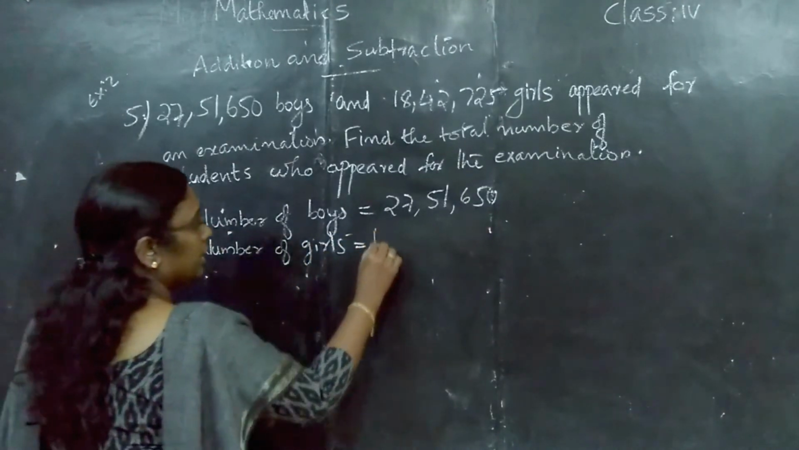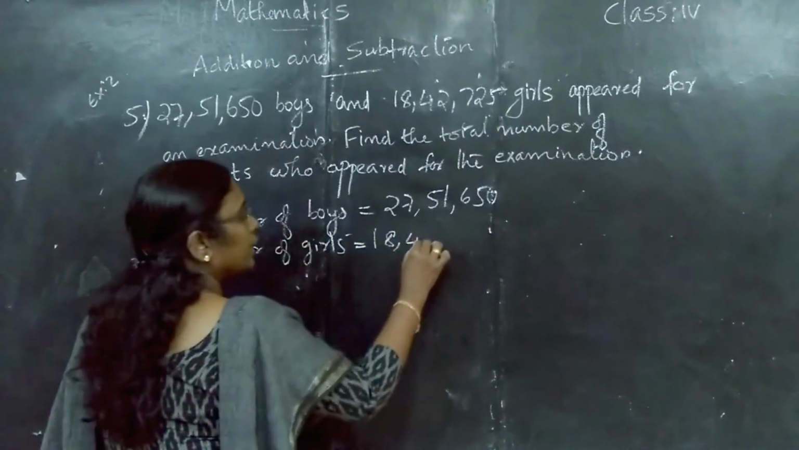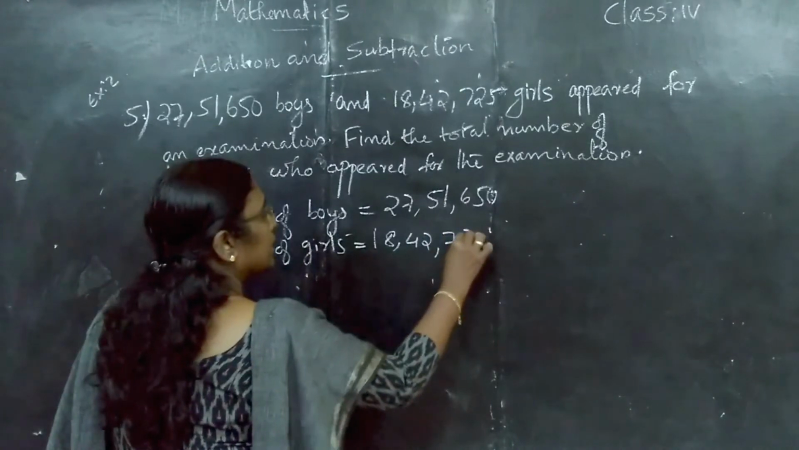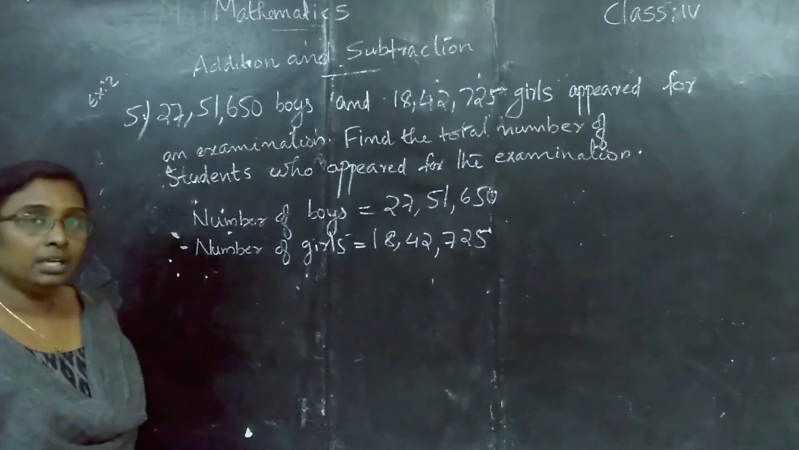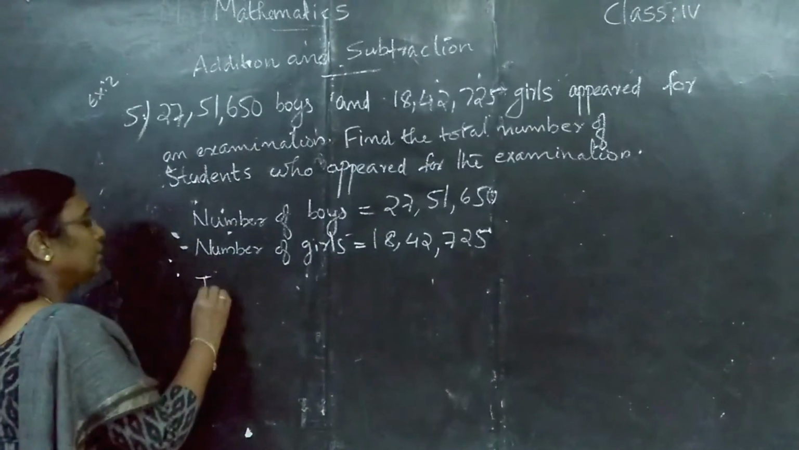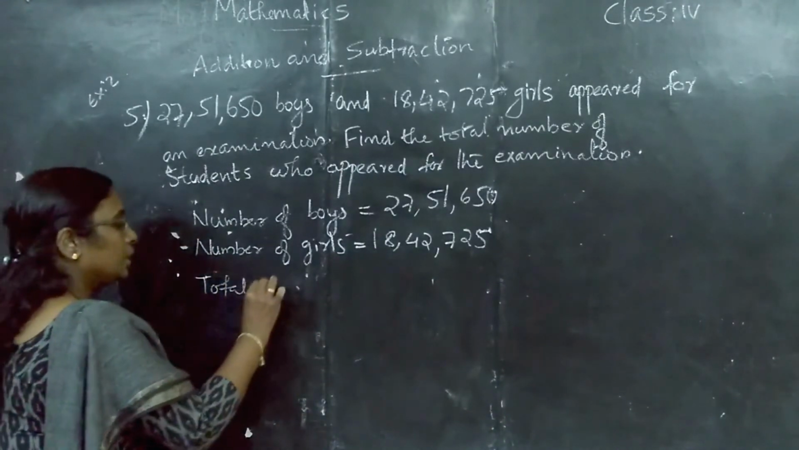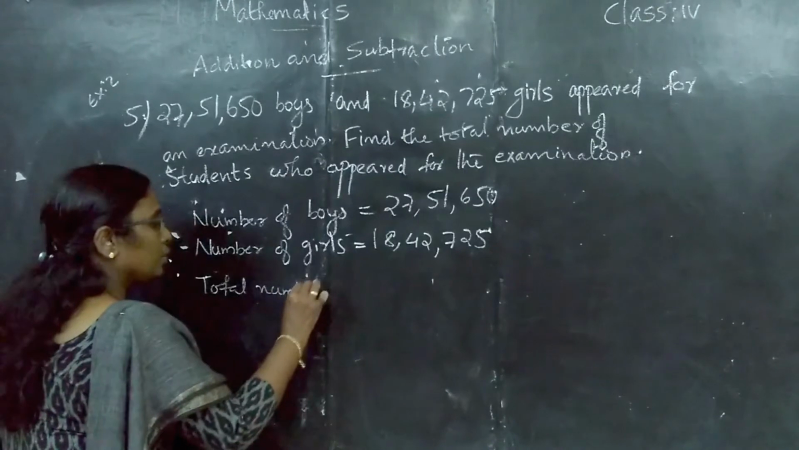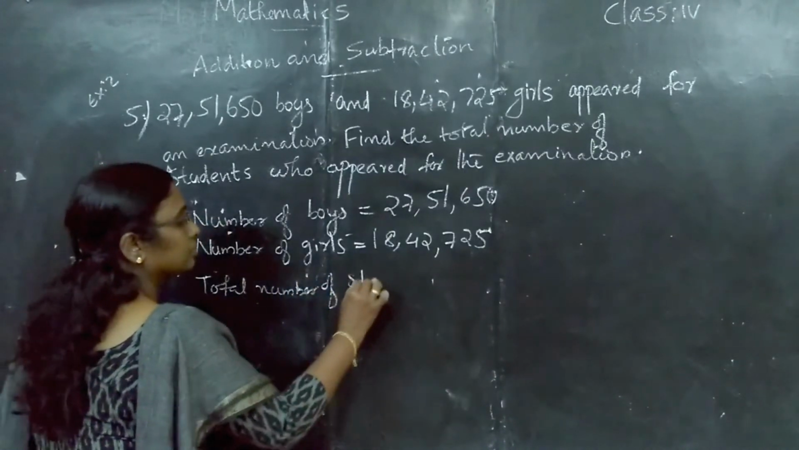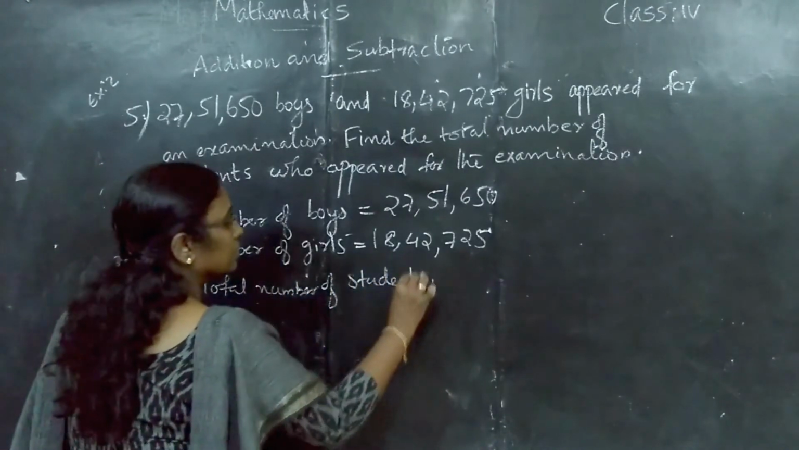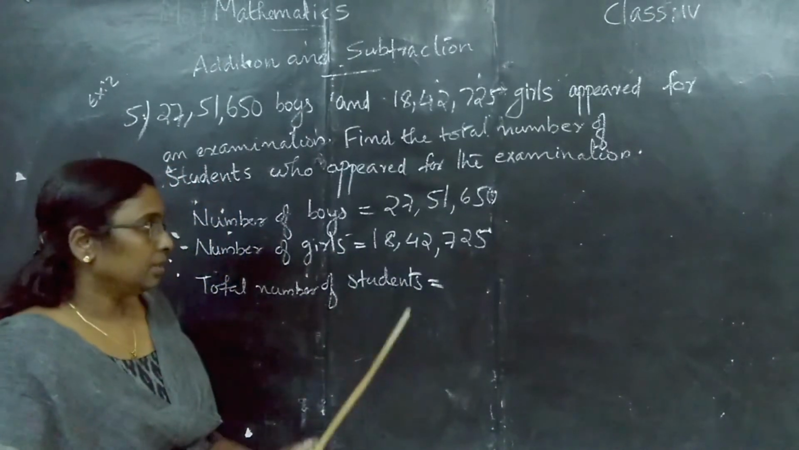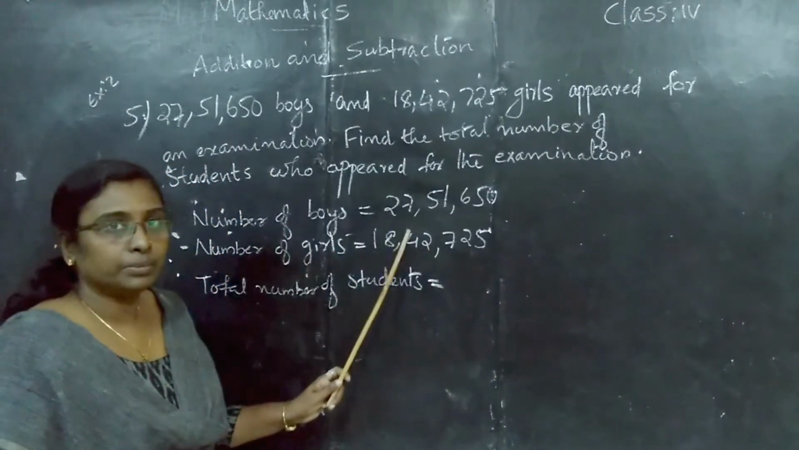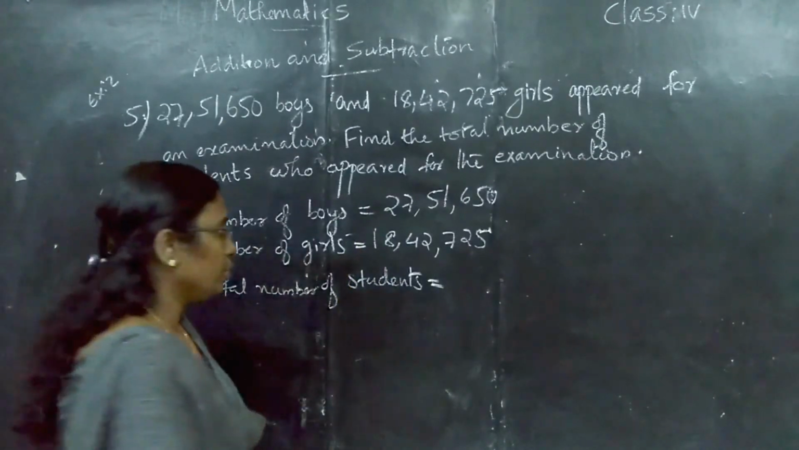Then the next step is number of girls equal to 18,42,725. We have to find the total number of students. Total number of students equal to... how do we get the total number of students? By adding these two numbers, the number of girls and the number of boys.